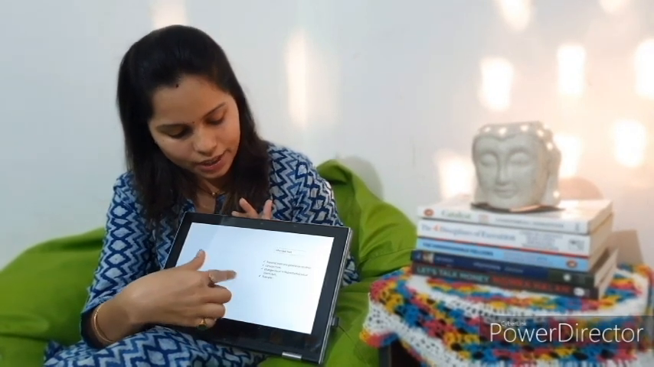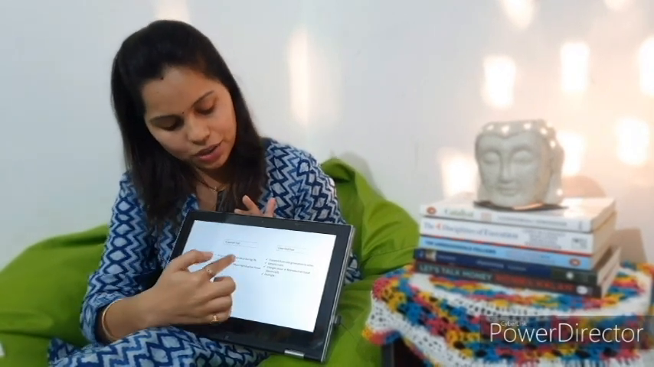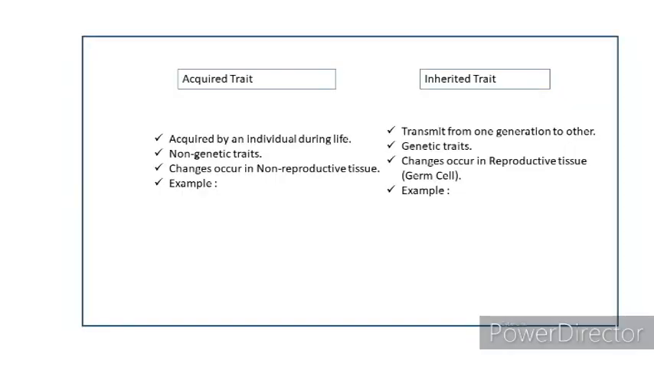Similarly, if we are going for the acquired traits, then we will start with acquired traits. The acquired traits we acquire in our lifetime. They are non-genetic traits. Changes occur in non-reproductive tissues, and its examples. In this manner, you will learn in a better way, and whenever you go for your revision classes, it will become easier for you to understand once again what you have read before.